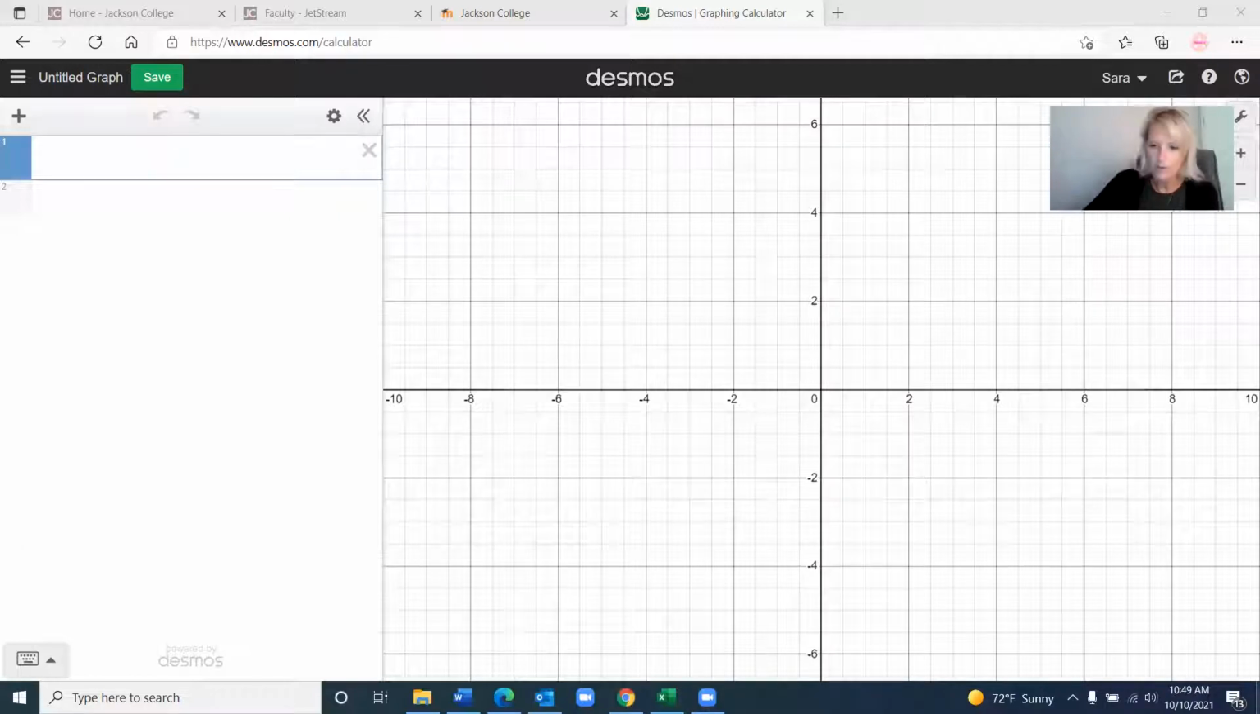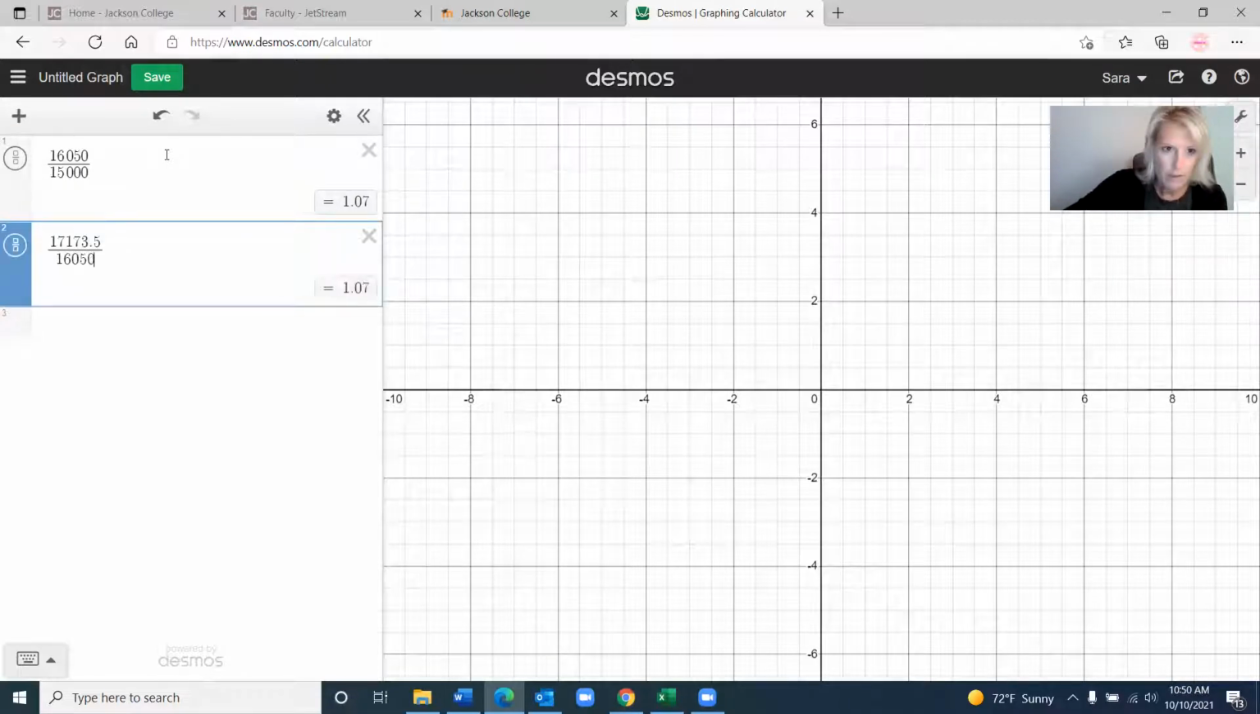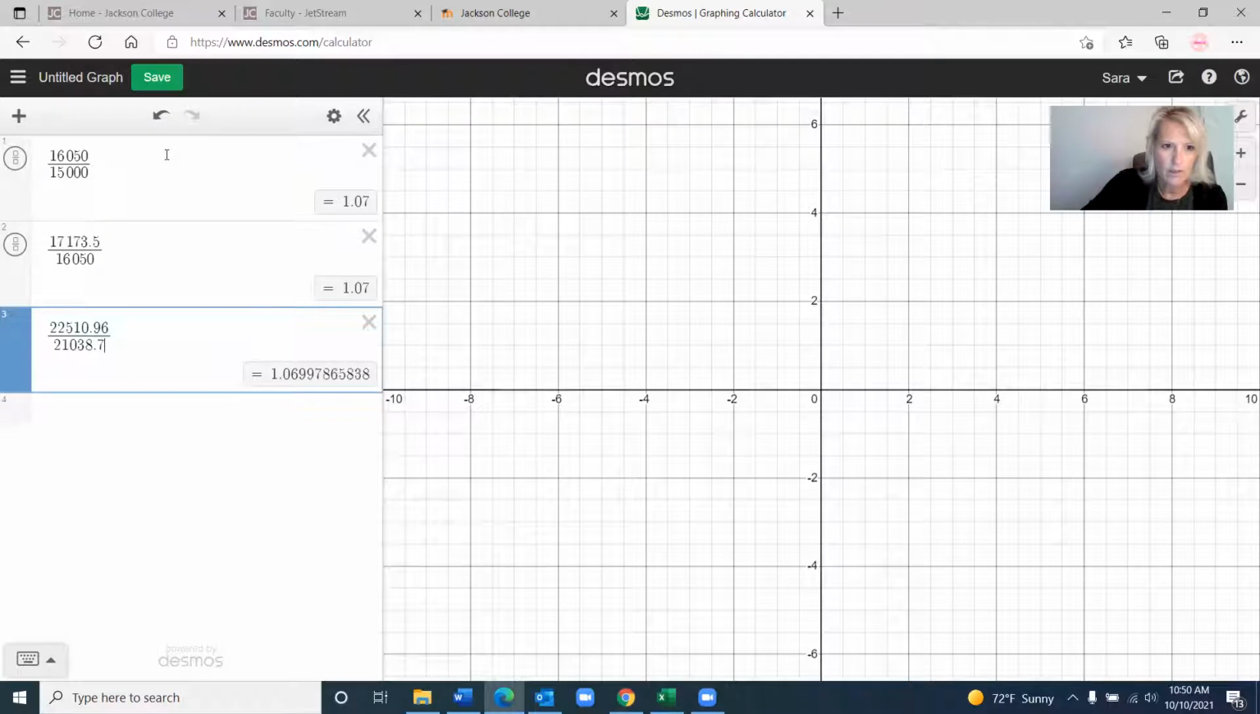Let's check these out. So we have 16,050 divided by 15,000. That's 1.07. Then 17,173.50 divided by 16,050, also 1.07. And then the other one was 22,510.96 divided by 21,038.28. Looks like they're all 1.07.